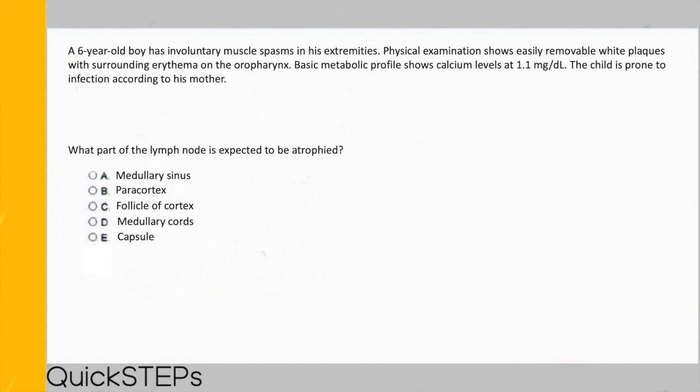So this is an interesting way to ask it, but where in the lymph node would T cells reside? Where do we know that they reside? That portion where T cells reside in the lymph node is going to be atrophied or smaller. So which portion is that? Well, we talked about it already. T cells reside in the paracortex. So the paracortex is the part of the lymph node that is affected in DiGeorge syndrome.